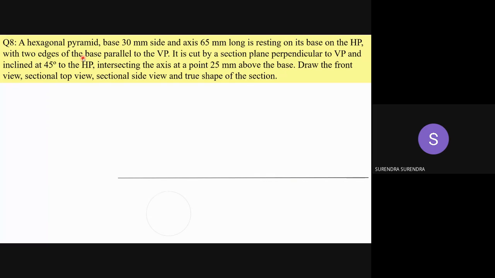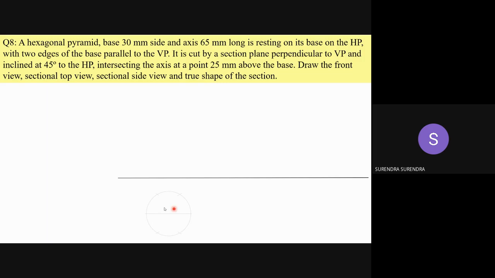So first draw the XY line and construct the hexagon. So how to draw the hexagon? By the inscribing method. Inscribe it in a circle as it is given. The two sides, two edges of the base, are parallel to VP. So in the top view, you must draw in your orientation with two of its sides parallel to the XY line.